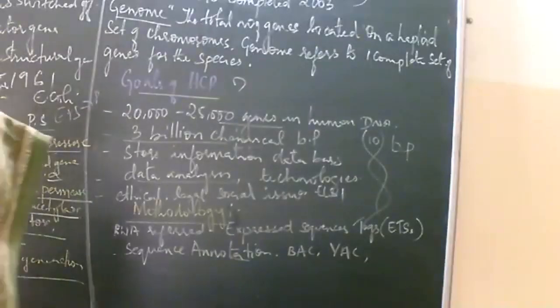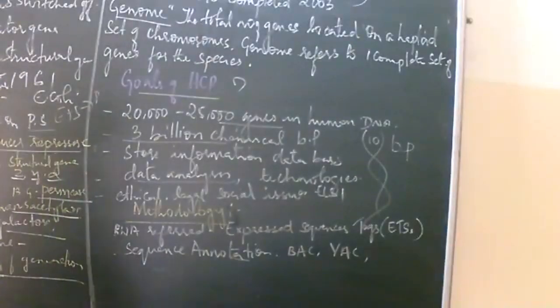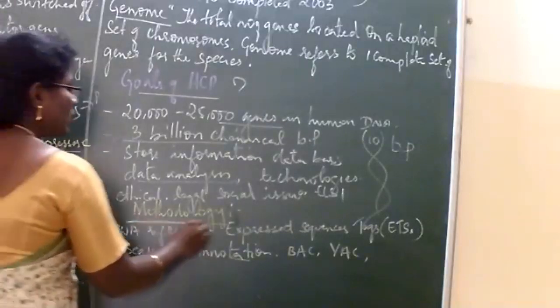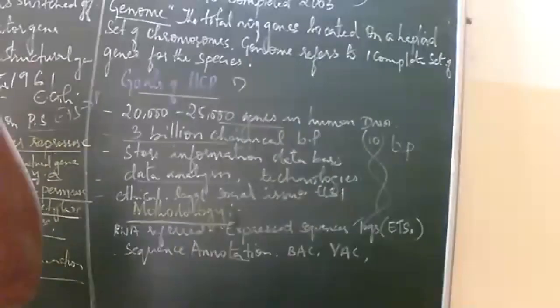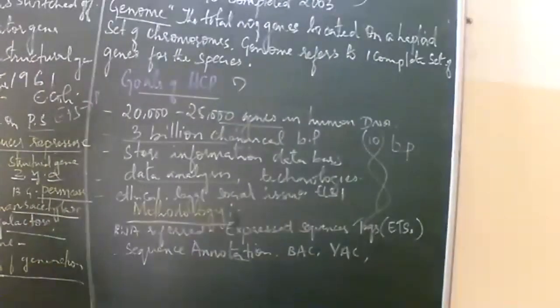Next we are saying, what is the methodology? What do you mean by methodology, guys? Used in DNA sequences, ma'am. So here what we are doing is identifying all the genes that are expressed as RNA, referred to as expressed sequence tags.